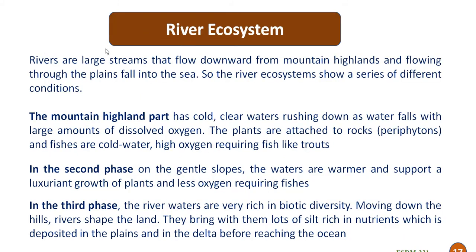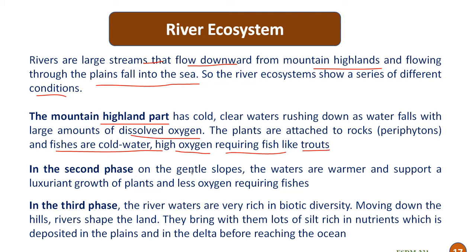Then river ecosystem. Rivers are large streams that flow downward from the mountain highlands and, flowing through the plains, fall into the sea. So the river ecosystem shows a series of different conditions, and there are different stages of the river. First is the mountain highland part, which has cold water rushing down as waterfalls with a large amount of dissolved oxygen, and the plants are attached to the rocks, and the fishes are cold water, high oxygen requiring fish like trout. So this is the first phase of the river.